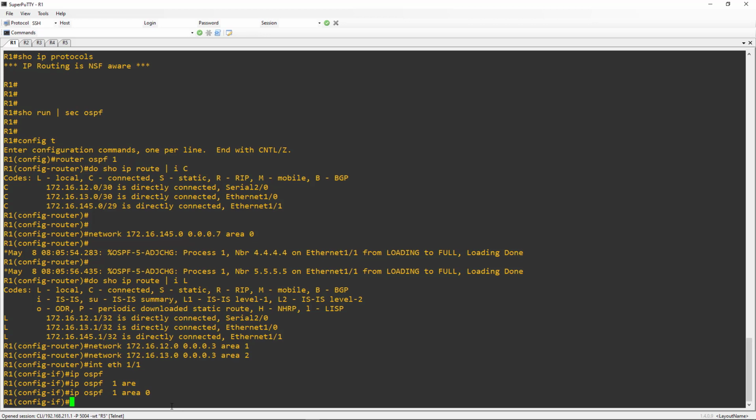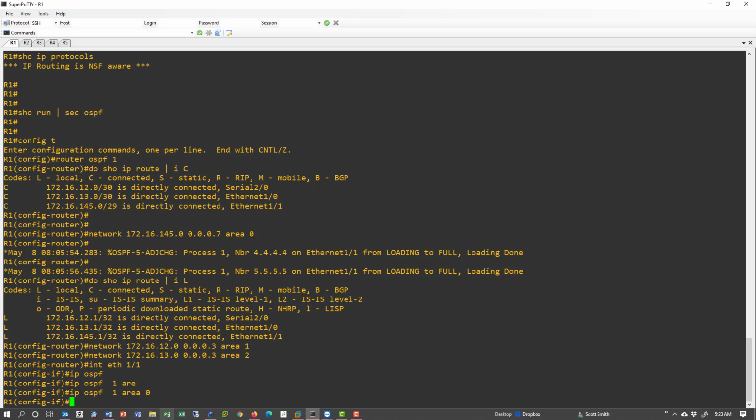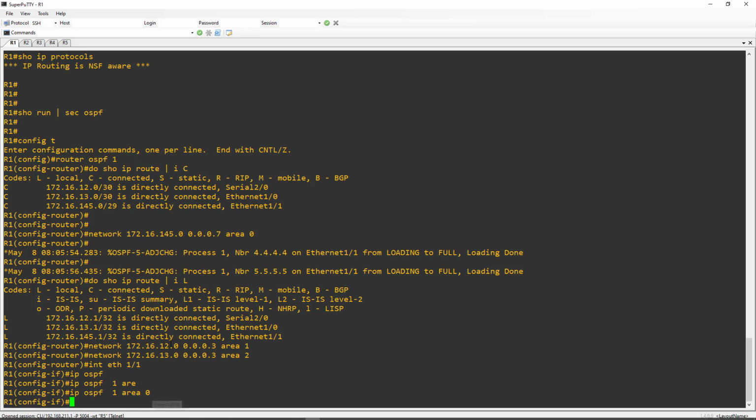So, like I said, there are lots and lots of different ways to get an interface to join a particular OSPF process. And again, how you decide to do it is entirely up to you. Just understand the impact of what those network statements do, or what the specific implementation on the interface does.